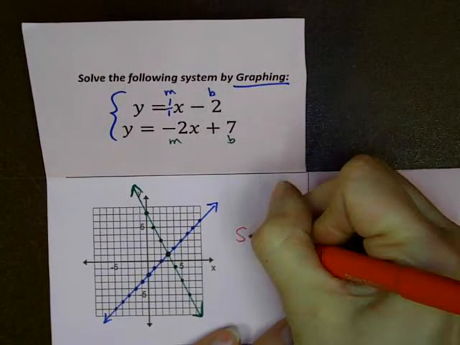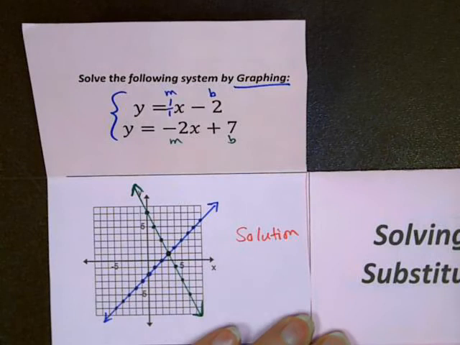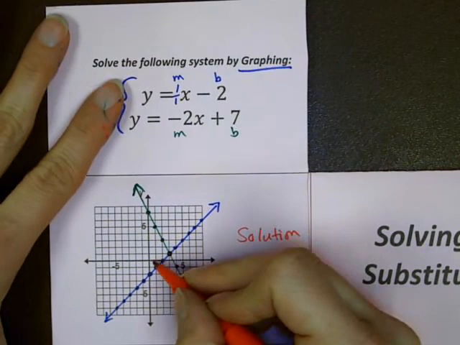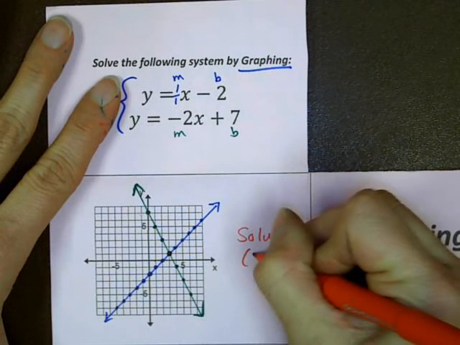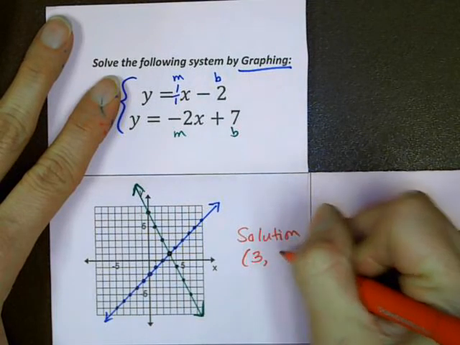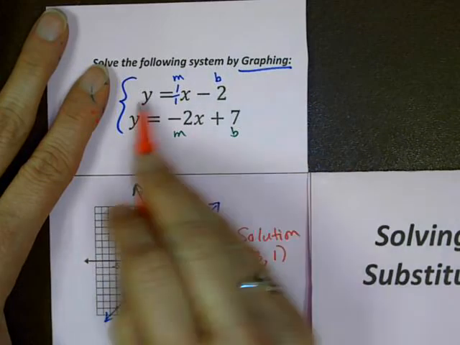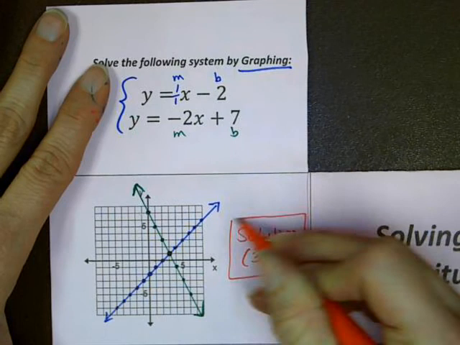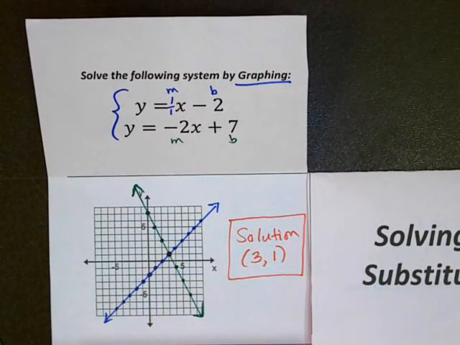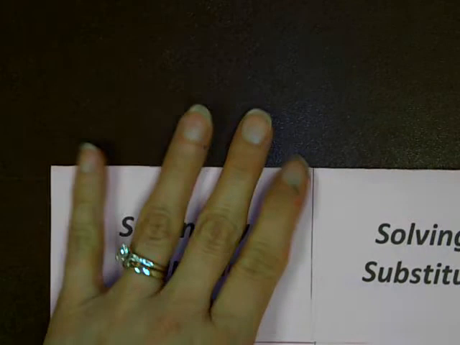The solution is the point that they both have in common, and it's the point 1, 2, 3 to the right, up 1. So an x value of 3 along with a y value of 1 are the numbers that are going to be true for both of the equations. That is how you find a solution when graphing. Okay, let's go to the next part here.